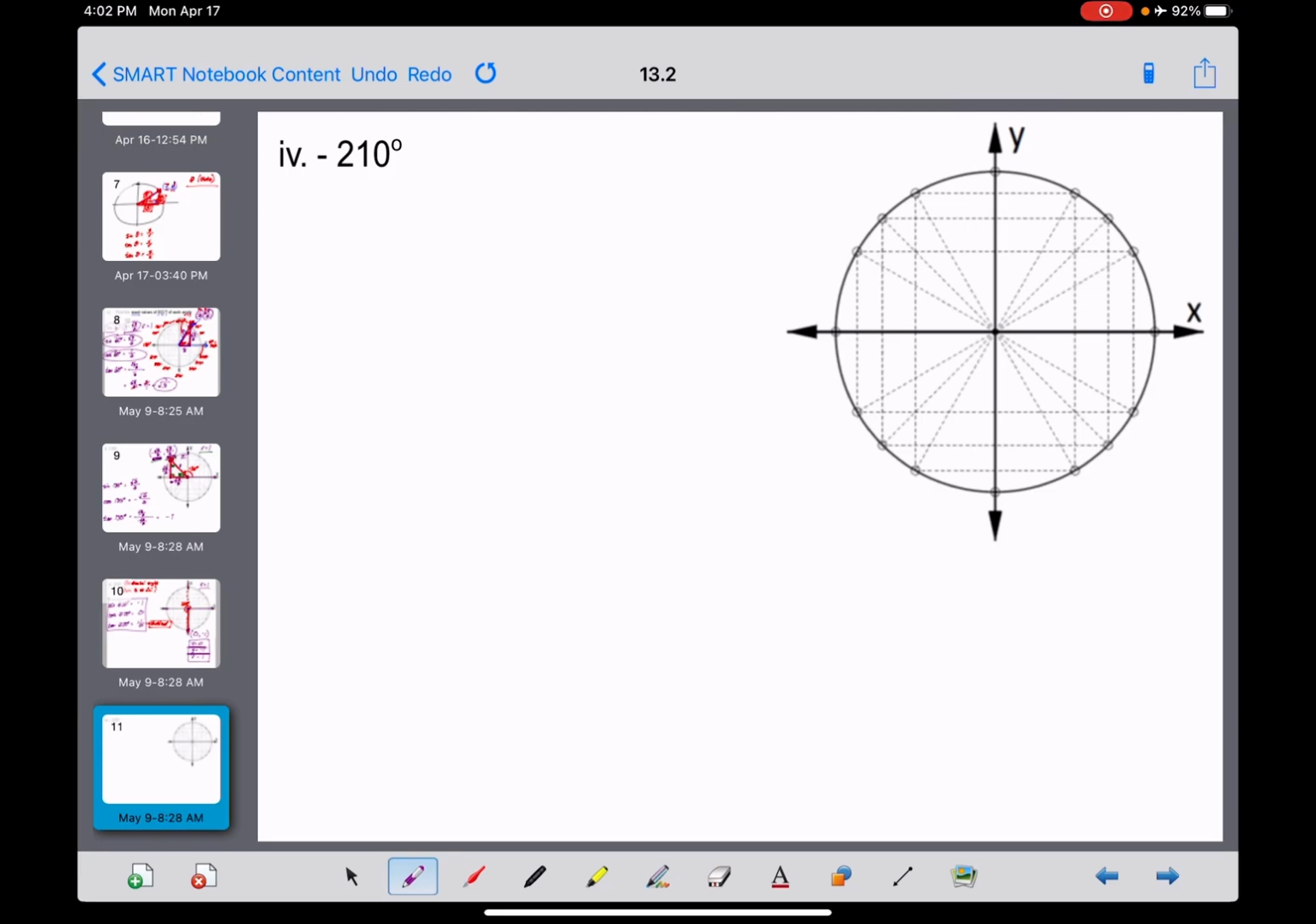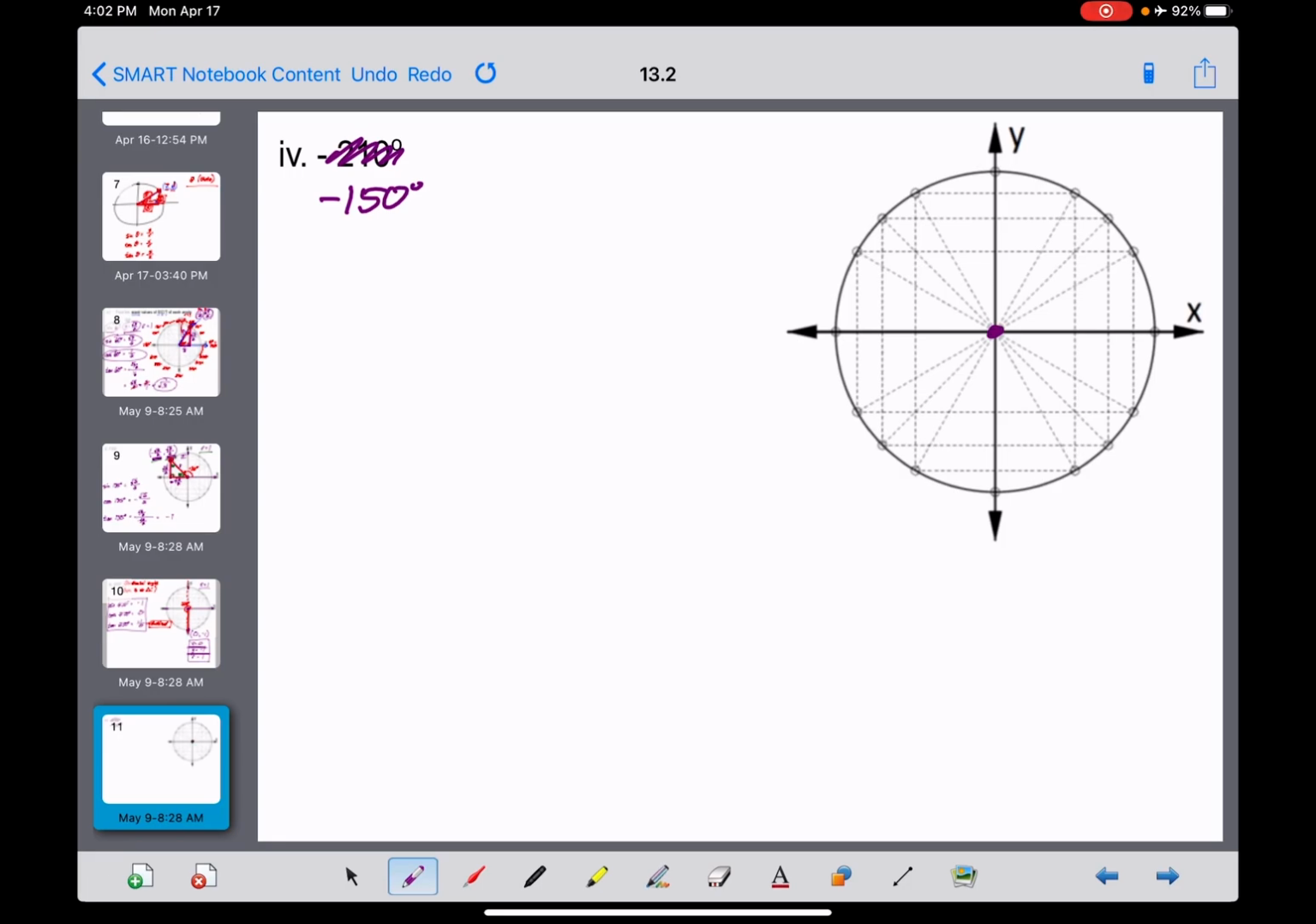-210 degrees. You know what? I changed my mind. I don't want to do that. I'm going to make this -150 degrees. Here's the reason why. -210 is a second quadrant angle, which we did already. -150 is something different. So here you go.